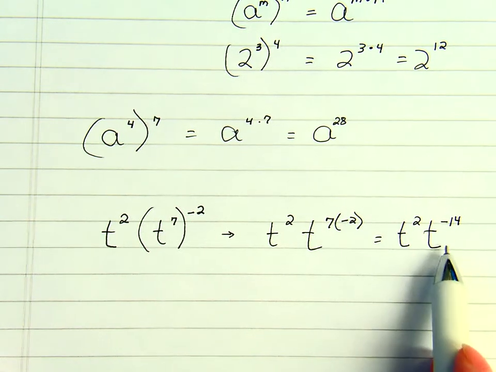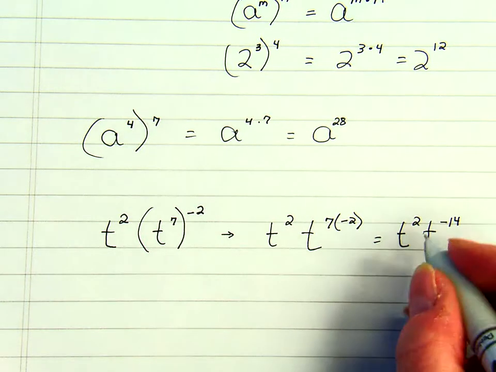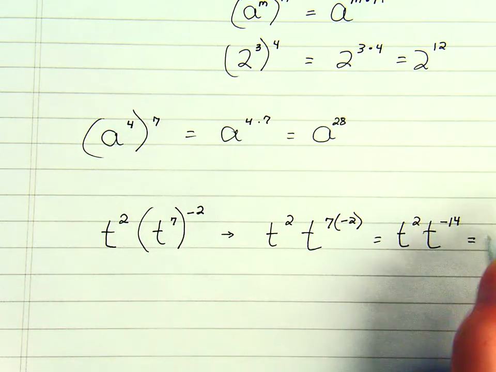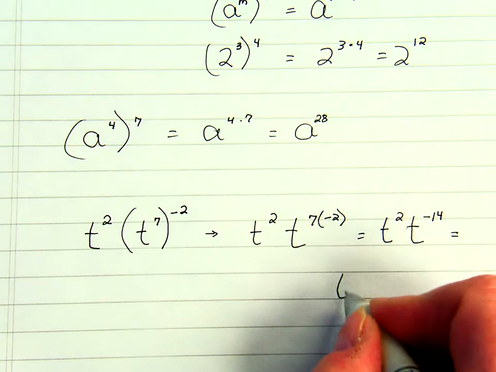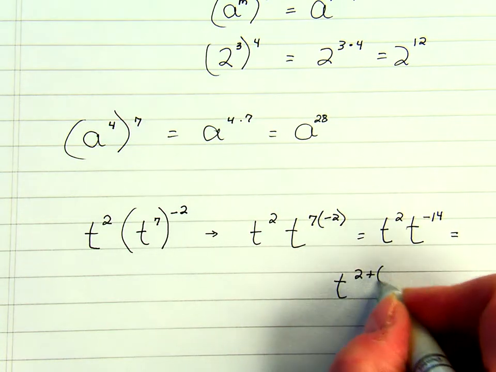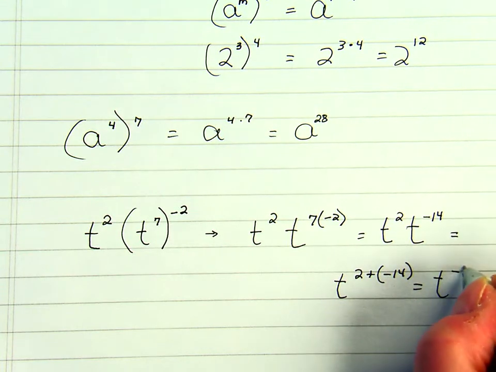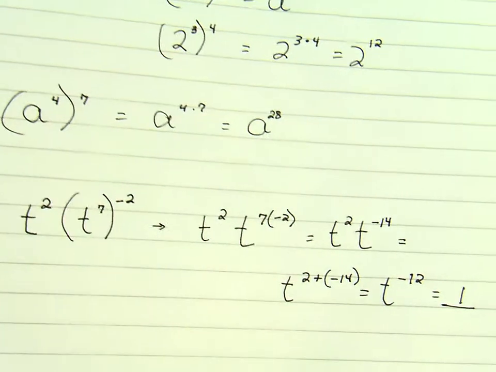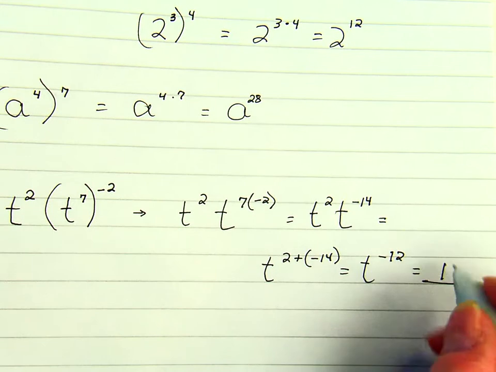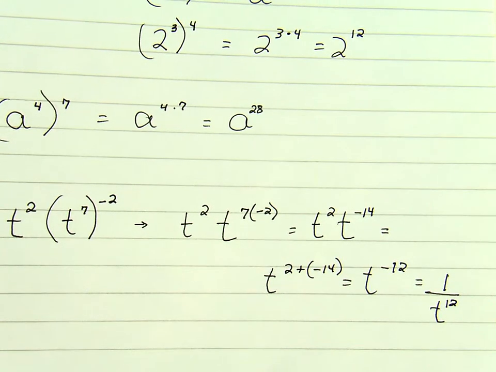And now at this point, I need to add these exponents. So this then becomes t to the 2 plus negative 14, which is equal to t to the negative 12, which then, of course, is equal to 1 over t to the 12th. I believe you can see it there.